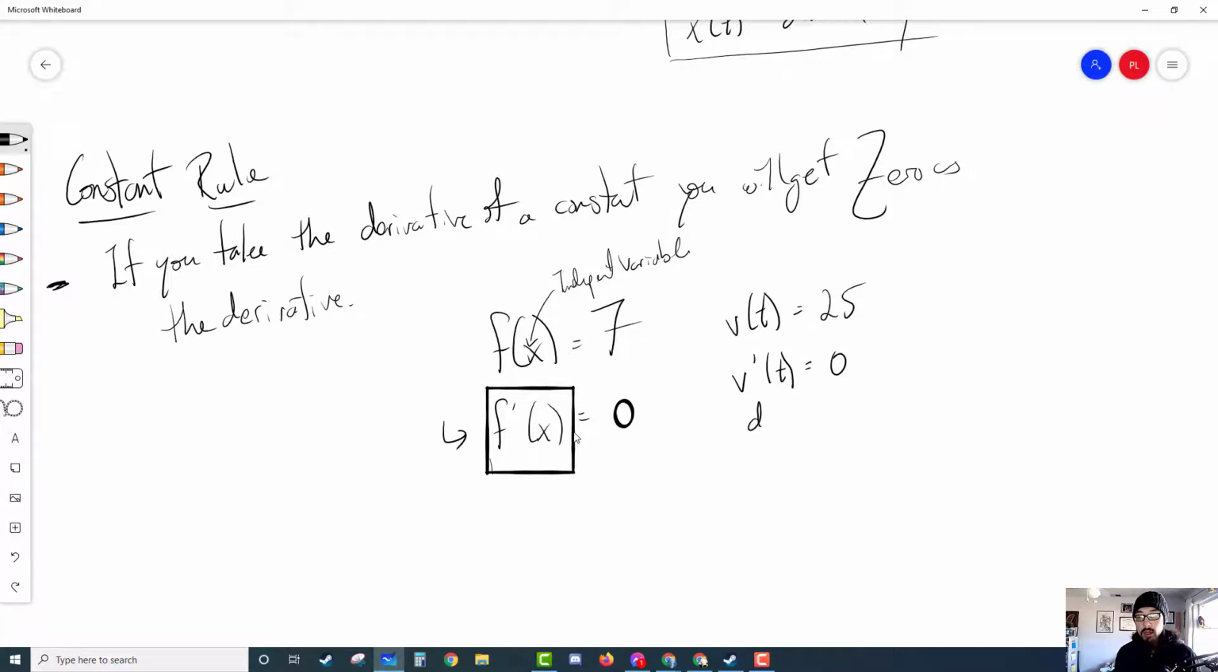Well, we can also write it like this, dv/dt. The derivative of v with respect to t is equal to 0. So this is another way of writing the above. So this is the same thing. We can write it in one way or another, and you'll often see me switch back and forth between the two. But just so you know, you can write it the first way or the second way.